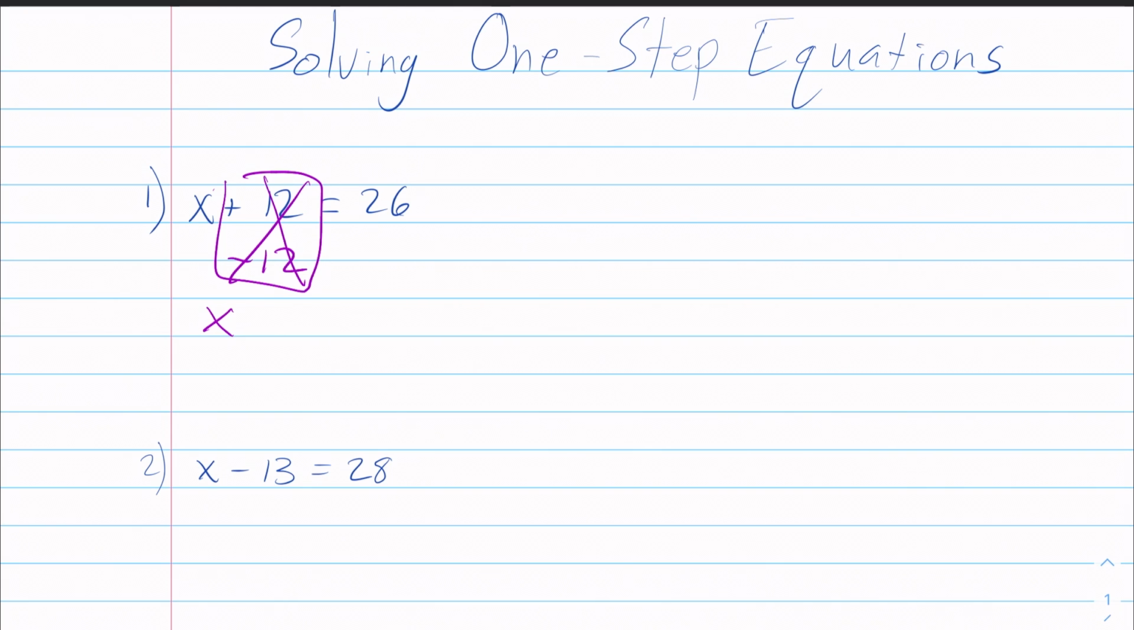And x is a little bit like your friend that's an introvert, where they just kind of want to be left alone. So you can help out your friend x by getting the 12 to go away. So minus 12 on the left, minus 12 on the right.